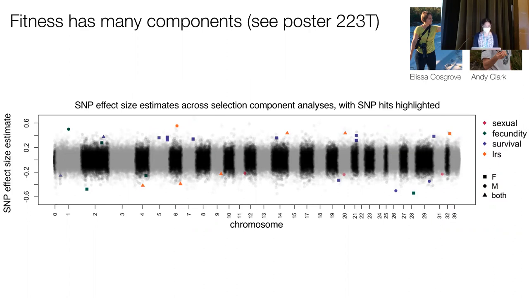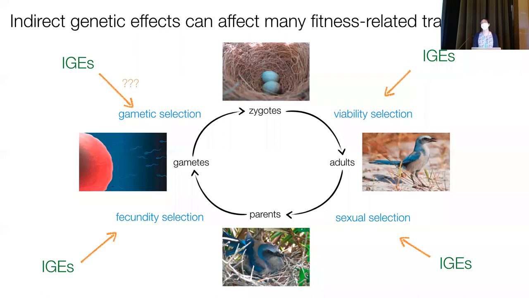The thing we're working on now is that we know social interactions can cause indirect genetic effects. And so we're starting to ask how indirect genetic effects are affecting these different fitness-related traits. I don't actually know if it's possible for indirect genetic effects to affect segregation distortion. So if anyone has any thoughts on that, I would love to hear them. We know the strength and nature of indirect genetic effects can vary between different traits and therefore could have really different consequences for these different fitness components. We're just starting to think about this problem now.